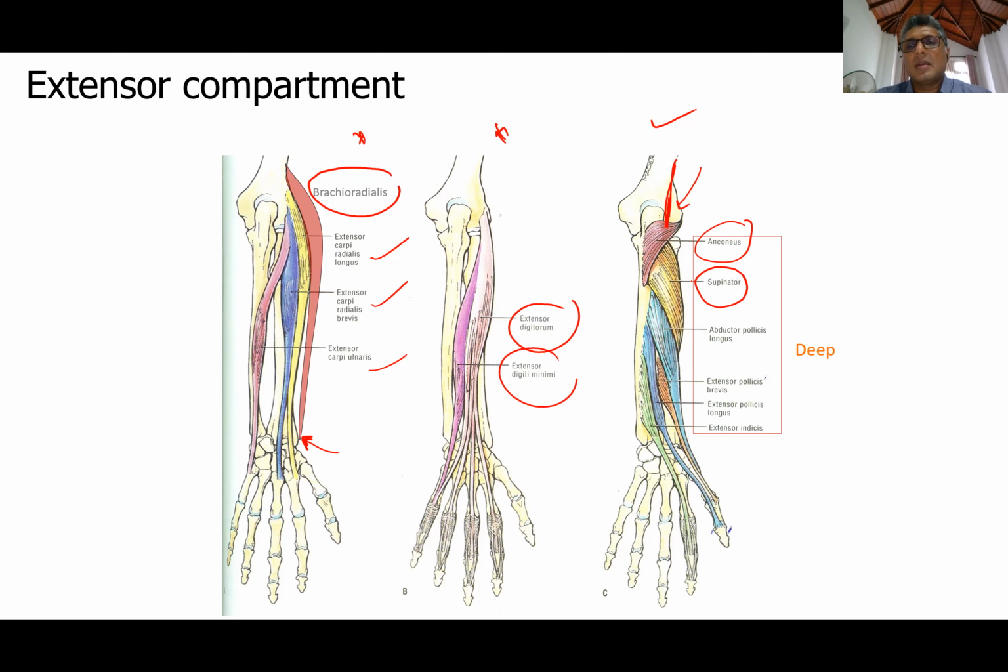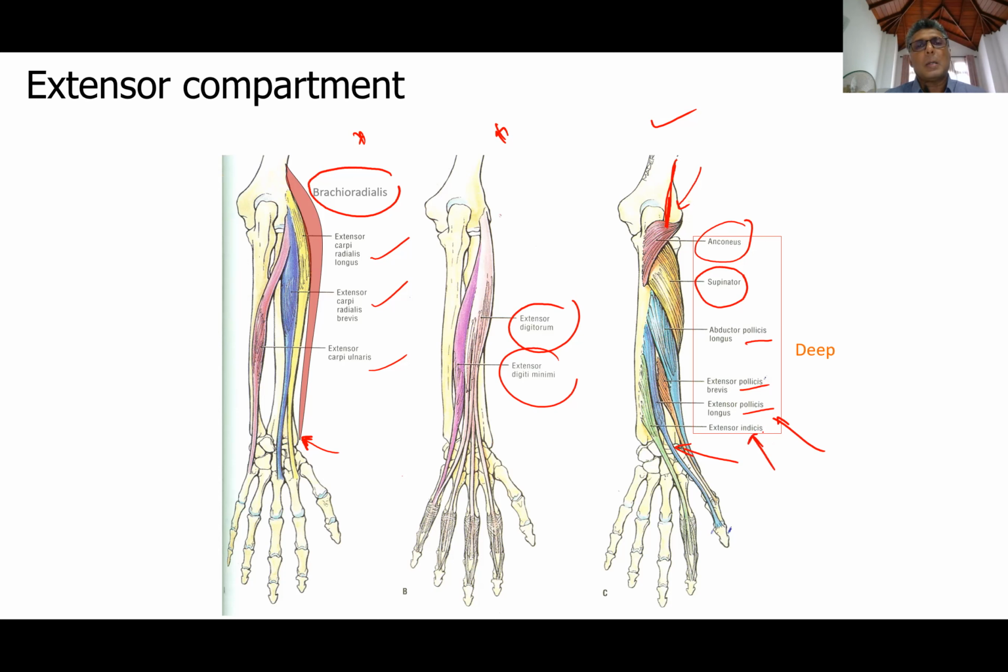Then the three pollicis muscles, abductor pollicis longus, extensor pollicis brevis, and extensor pollicis longus, contribute to form the boundaries of the anatomical snuff box here. Abductor pollicis longus and extensor pollicis brevis will form the lateral boundary in the anatomical position, and the extensor pollicis longus will form the medial boundary. Then you get the extensor indicis last.